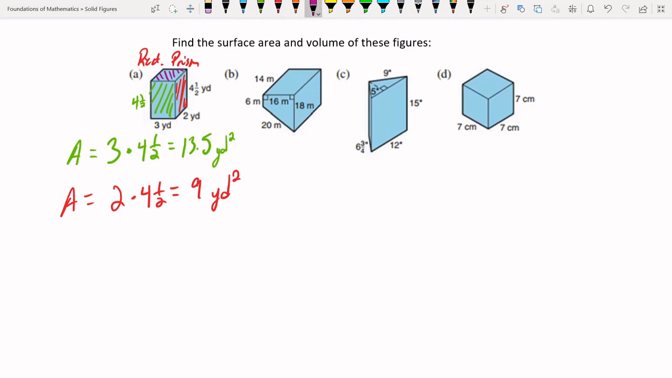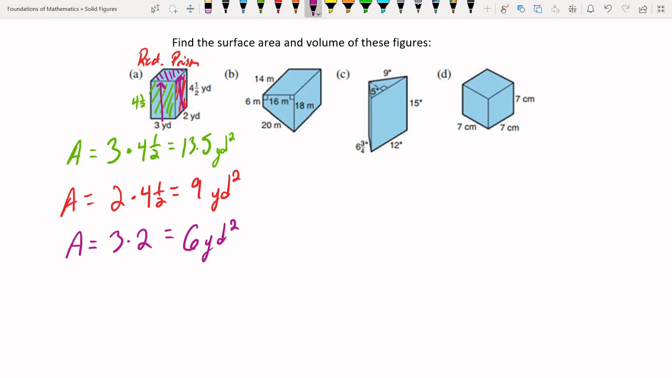For the purple, you can see that this 3 just kind of goes straight up to that side there, and this 2 goes straight up to that side there. We just have 3 times 2, which is 6 yards squared.